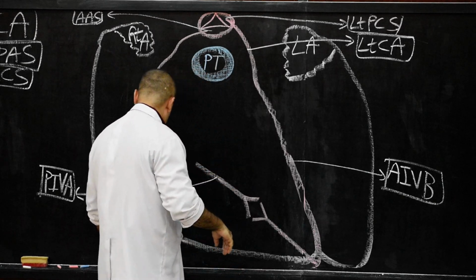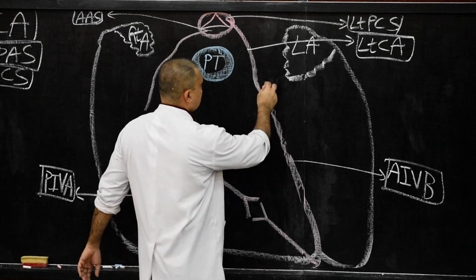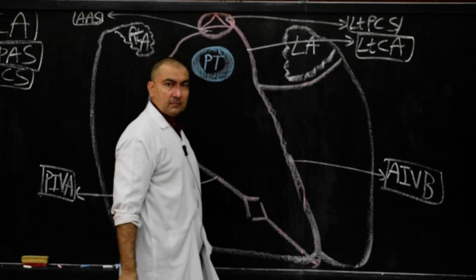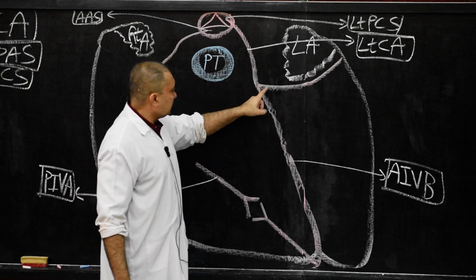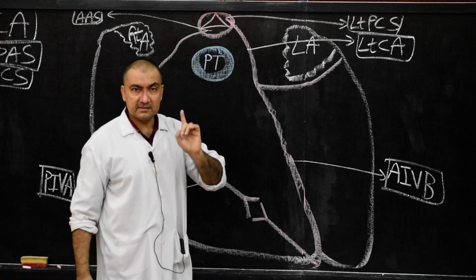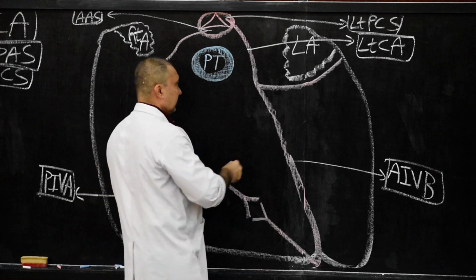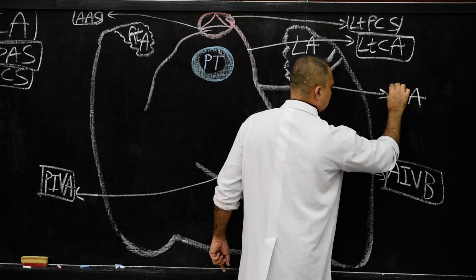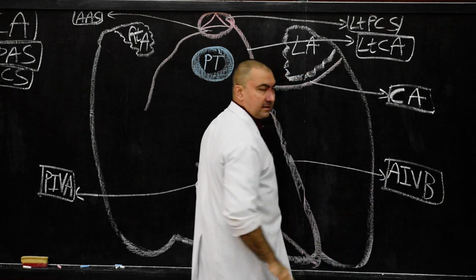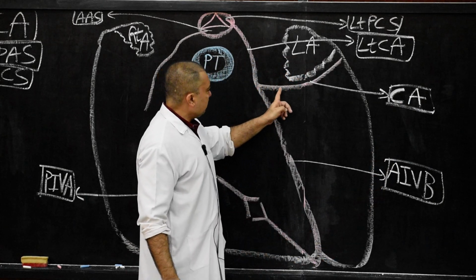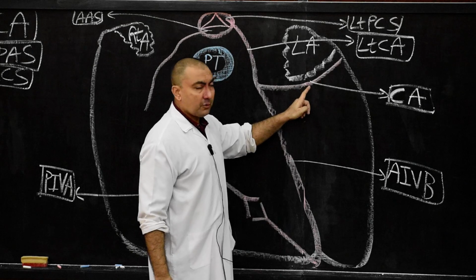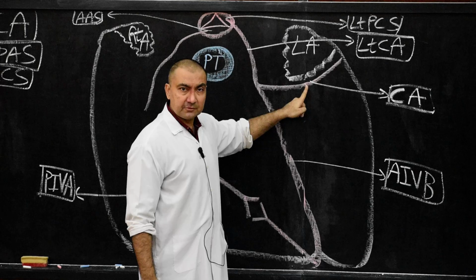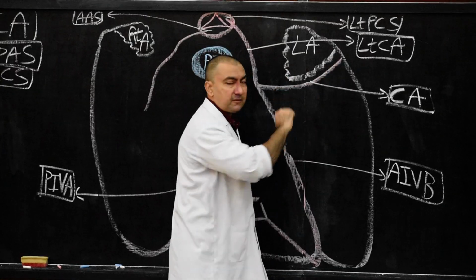Now the second branch of left coronary artery will be this branch, and this branch is known as the circumflex artery. Please note it down. It is called circumflex artery. Where will it pass? It will pass in the left part of atrioventricular groove. This is the left part of atrioventricular groove. Please note down. And then it will pass till the left border of the heart.